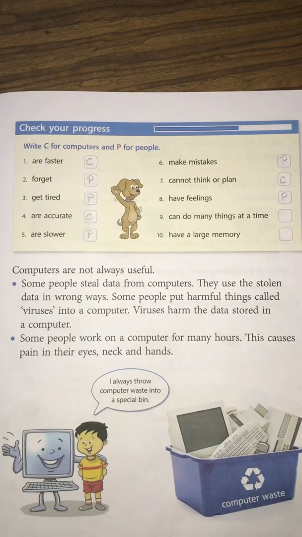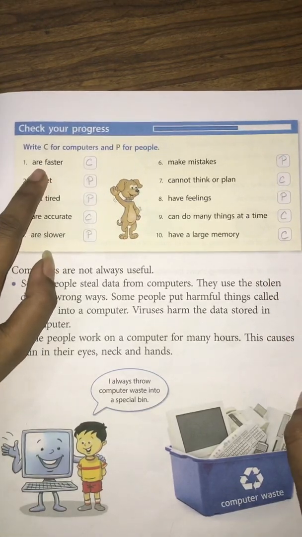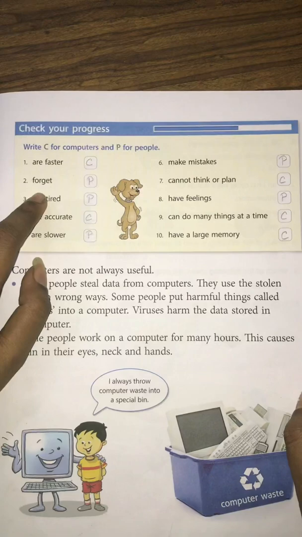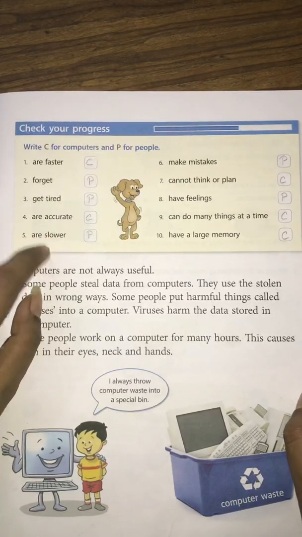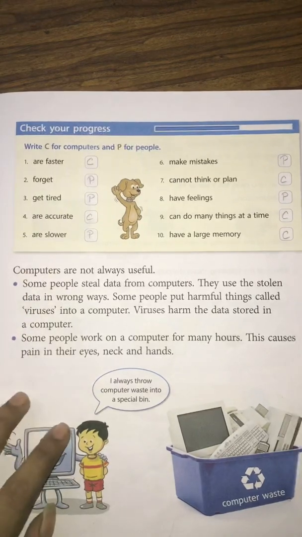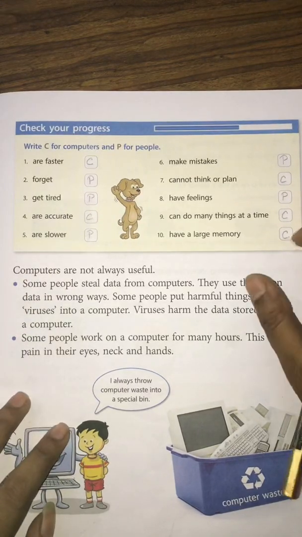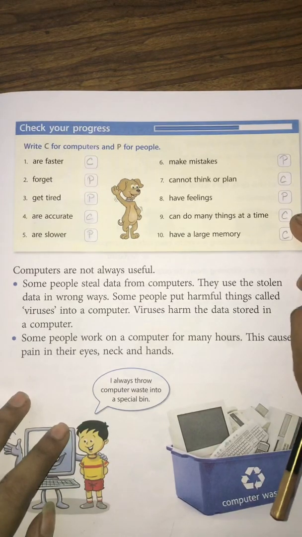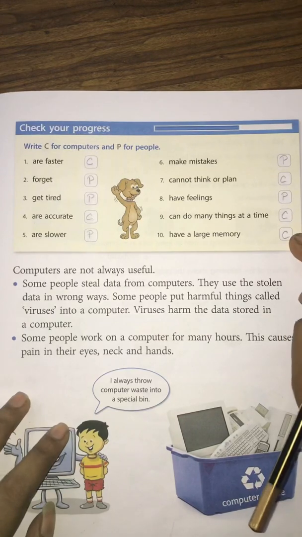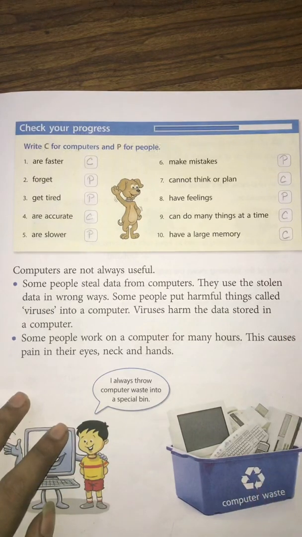Can do many things at a time. That is computer. And have a large memory. That is computer. So children, computers are faster. People can forget. People can get tired. Computers are accurate. People are slower. People can make mistakes. Computer cannot think or plan. People have feelings. Computer can do many things at a time, and computers have a large memory.